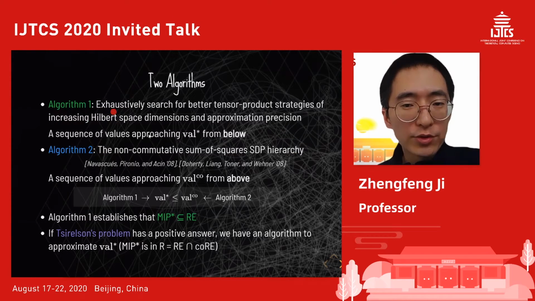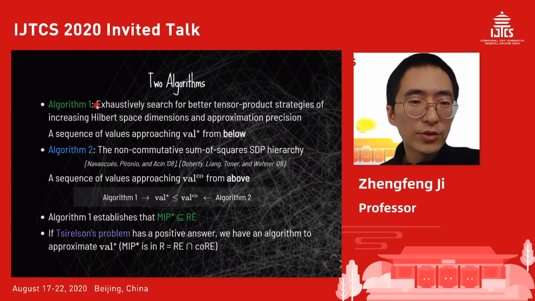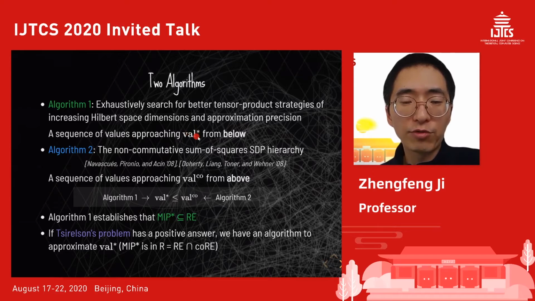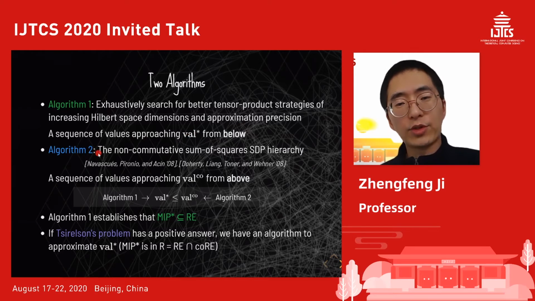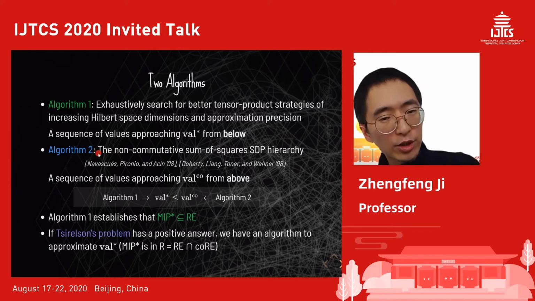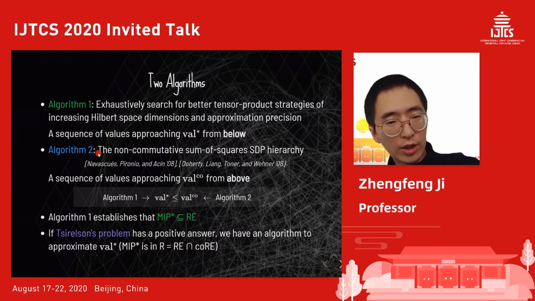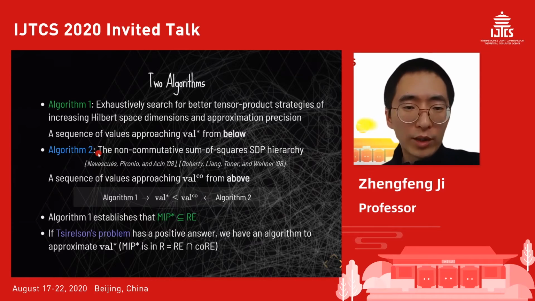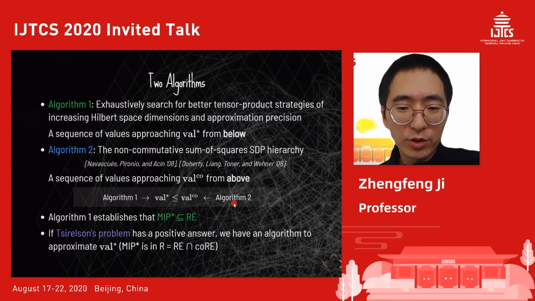Regarding these values, we have two algorithms. Algorithm one is very simple. You just do an exhaustive search for better tensor product strategies of increasing dimensions and precisions. That would give you a sequence of values approaching the entangled value from below. The other algorithm is non-trivial. It's a non-commutative sum of squares SDP hierarchy technique. In mathematics, it's called the noncommutative Positivstellensatz. What this algorithm will give you is a sequence of values that approach the commuting operator value from above.